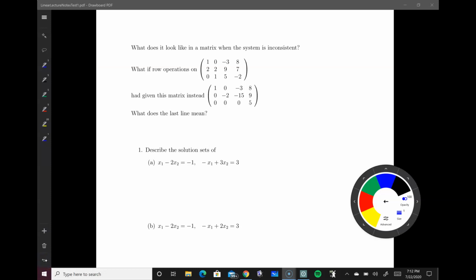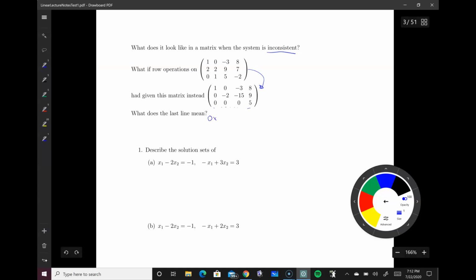Okay, so what does it look like when the system is inconsistent? So let's say I had this system and I did elementary row operations, so I'm skipping all the steps, but I got from here to here. So let's look in to see what this last row means.